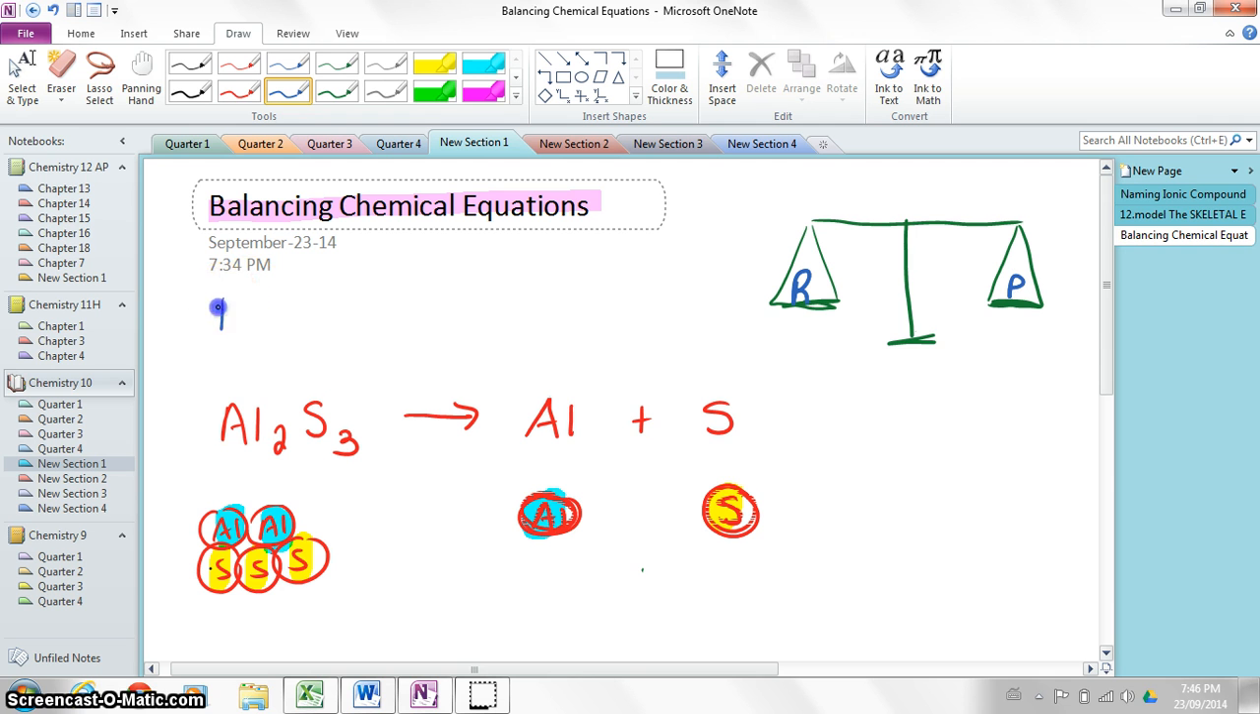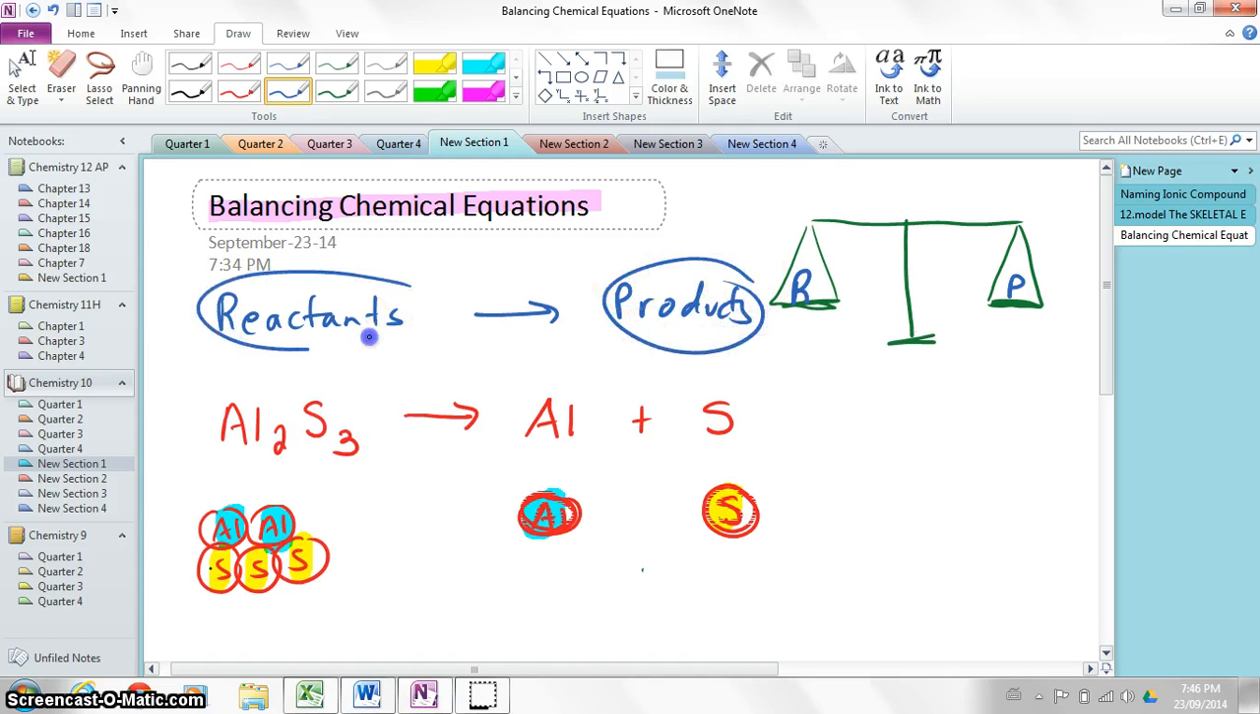Now take a look, hold on, let me just write this down. So the mass of the reactants equals the mass of the products. These two items are equal in mass. But check this out here.